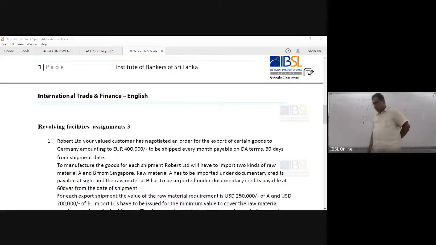Understand? Right. Therefore, the bank has to grant an acceptance facility at least for 2 months. So underneath, that's the base of calculation; you get 2 marks for that.